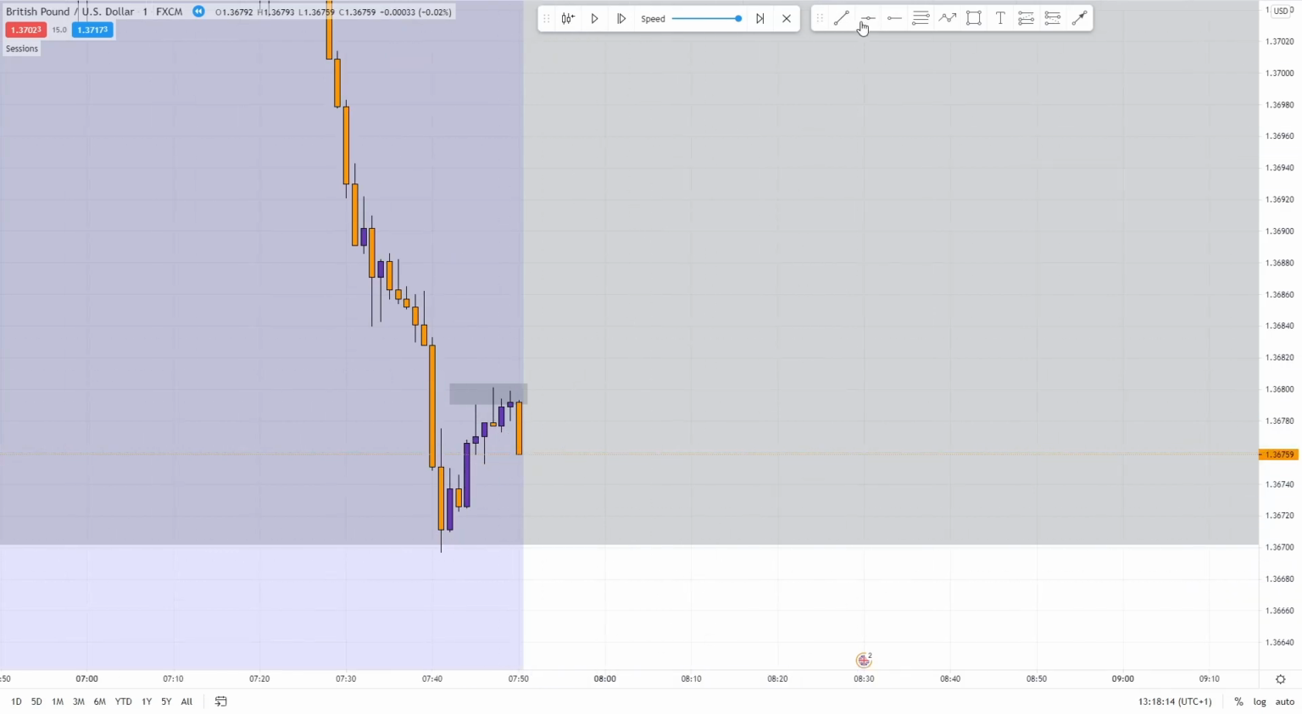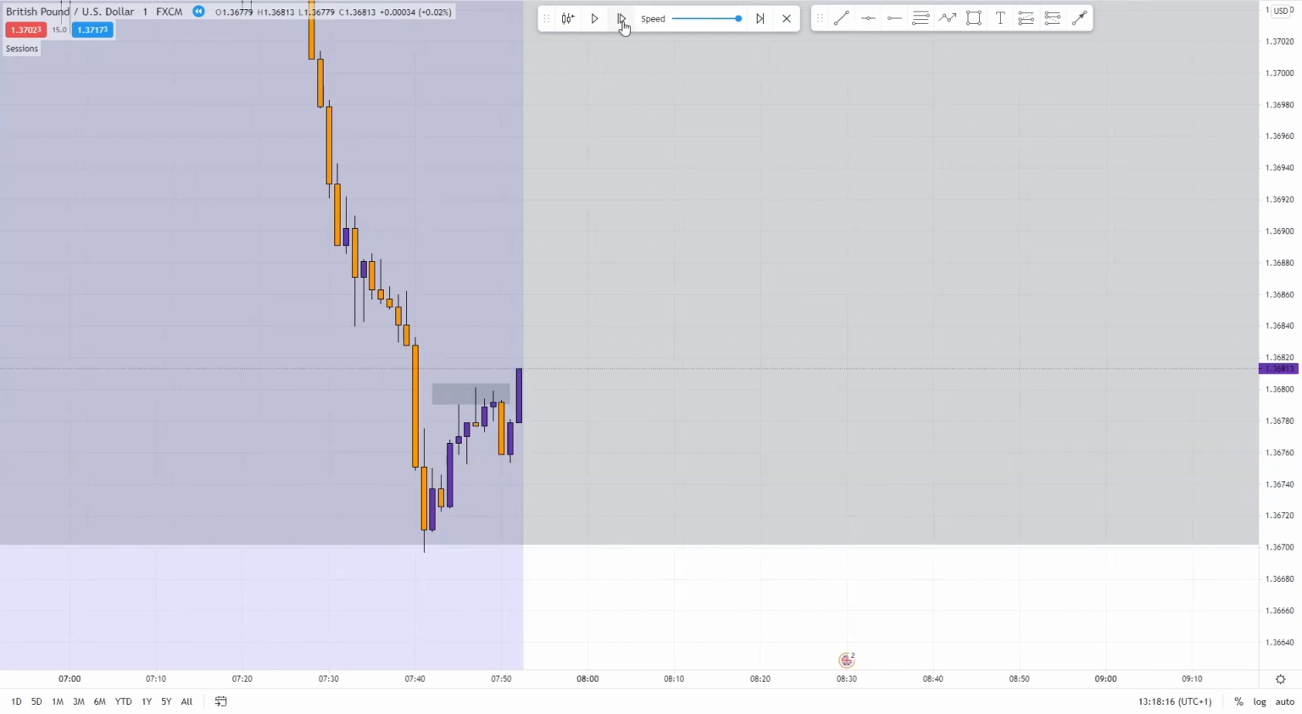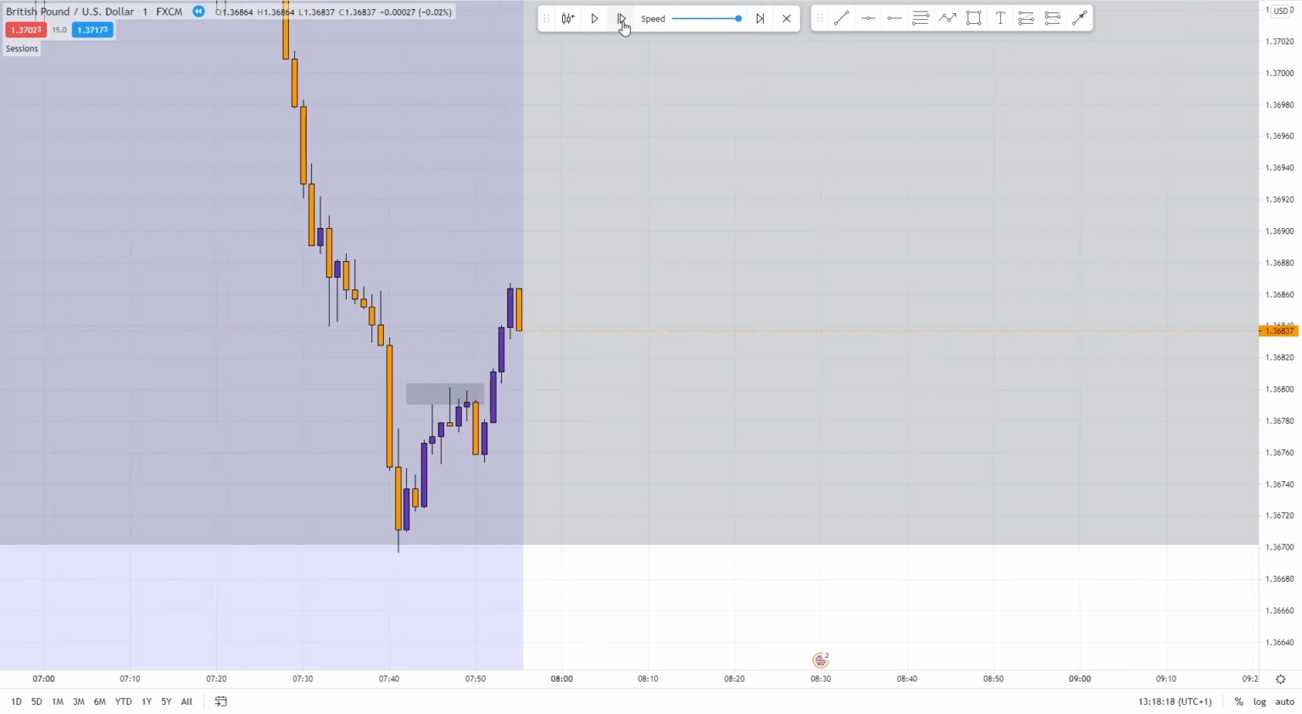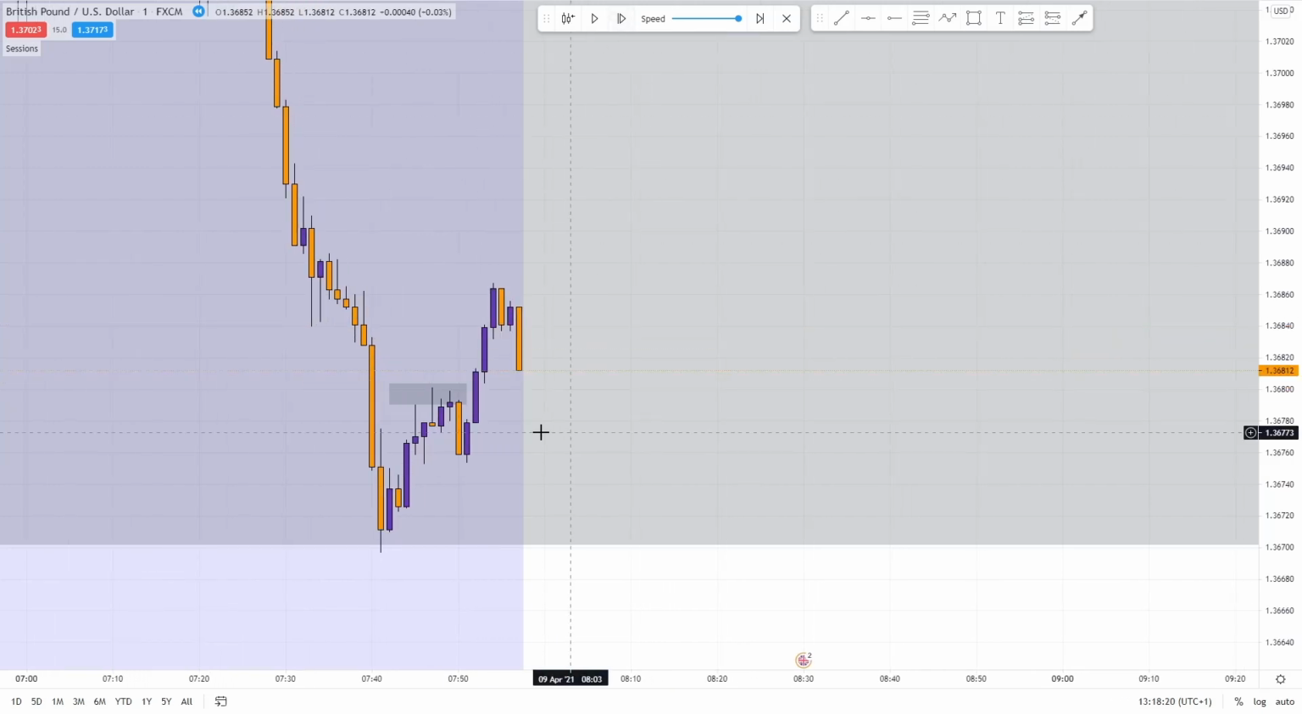So after we moved away from this lower time frame structure, we then pushed up through, broke the structure, and then started to retrace back down, at which point I was looking for a trade setup.